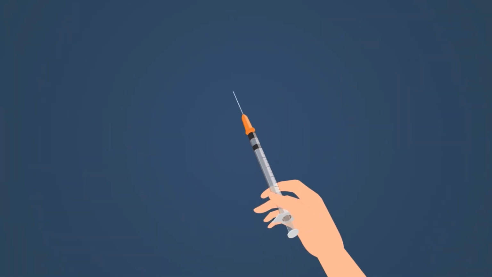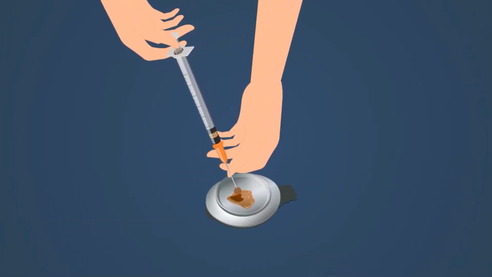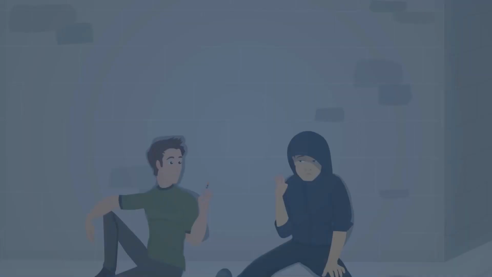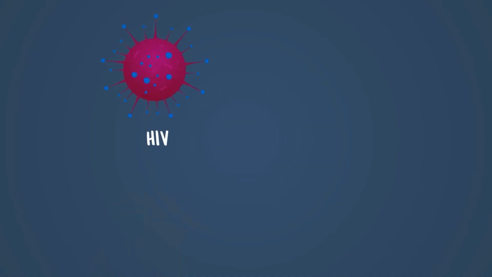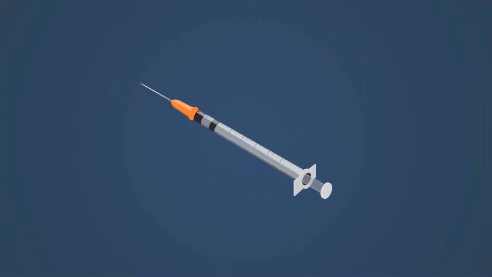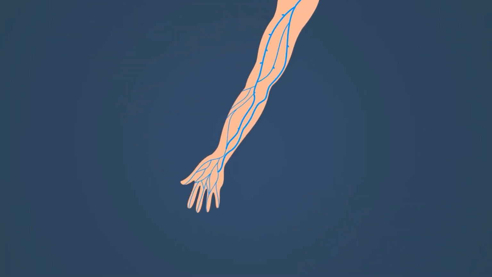Step 4. The tip of a needle is placed in the filter, and the attached syringe is used to draw the dissolved drug up from the cooker. Sharing syringes carries the risk of spreading blood-borne diseases such as HIV, hepatitis B, or hepatitis C. Reused needles, even if not shared, can become another source of bacteria. A used needle can become dull and the tip can resemble a hook. Injecting with a dull needle can damage veins and promote scarring.